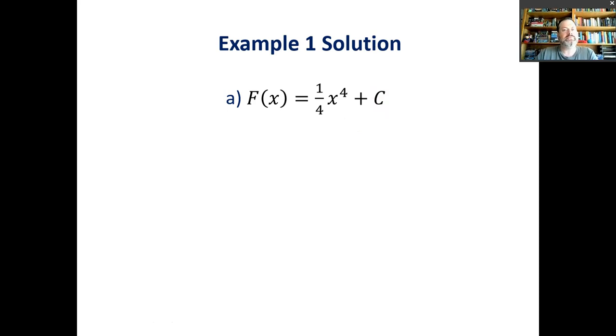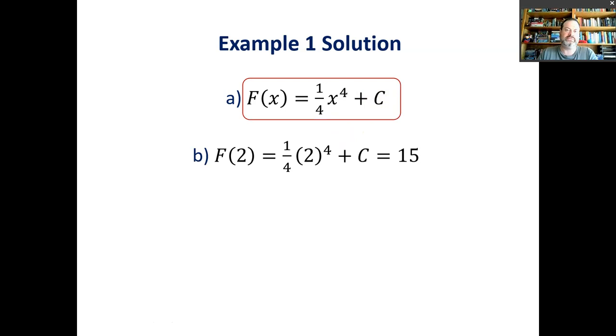For part 2 of the problem, part B, we have to find the curve of this shape that passes through the point (2, 15). So what we're going to do is shift up or down c units until we find the curve, 1/4 x to the fourth, that passes through (2, 15). So we plug in 2, plug in 15, and solve for c.